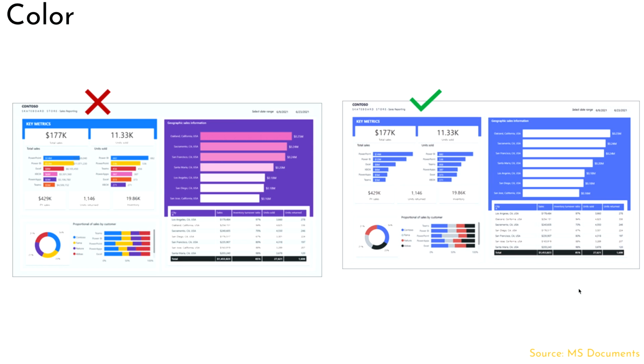Now comes the color. Color should be consistent. It should not look like a rainbow in your report. So you have to be very careful about it. Another aspect you should be aware of is if there are people in your organization or end users who are color blind. Those colors also should be appealing to them.